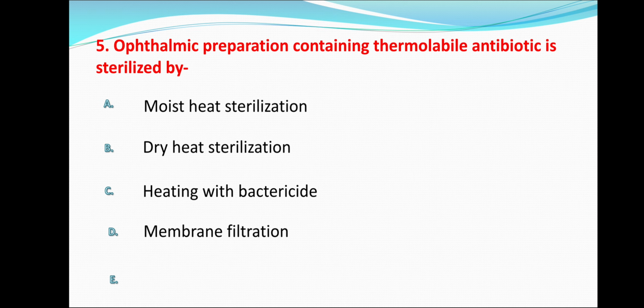Now question number 4. The pH of lacrimal fluid is: 6, 7.4, 8.2, 9.1. The most appropriate answer is B, that is 7.4. Now question number 5. An ophthalmic preparation containing a thermolabile antibiotic is sterilized by moist heat sterilization, dry heat sterilization, heating with bactericide, membrane filtration.